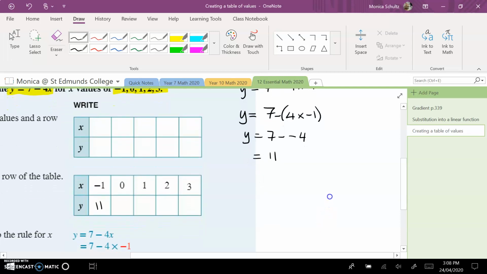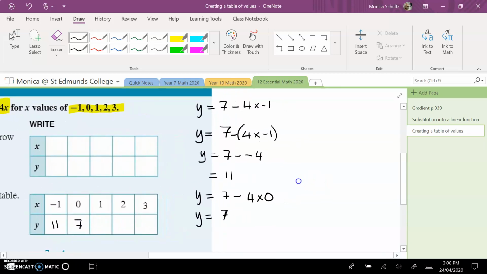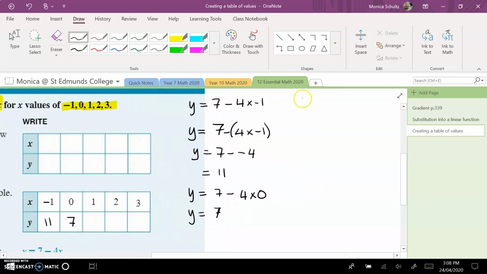So the next one is we've got y is equal to 7 minus 4 times 0. And now straight away I should be able to identify that timesing by 0 is just going to get rid of my -4. So I've just got y equals 7. So that might have been a little bit of a cheat way to do that, but we're not really asking for all your working for this sort of stuff.